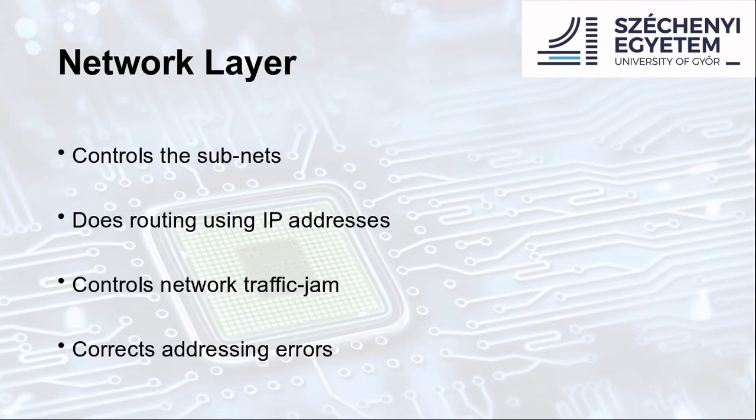Network layer controls subnetwork issues such as traffic jam or sending priority. This layer performs routing using IP addresses and has to correct any addressing error. It handles packages that are arranged from frames.